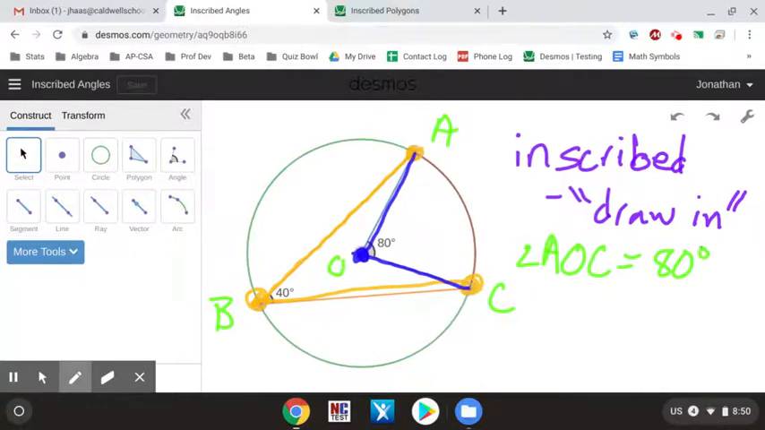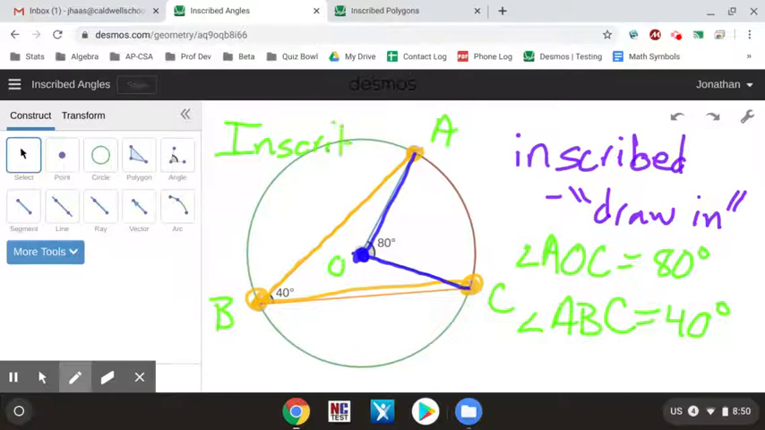And it is a central angle. It is also true that angle ABC is 40 degrees. And it is not a coincidence that ABC is half of AOC, because it is always true that the inscribed angle will always equal 1/2 times your central angle. Or you can think of it as being 1/2 times the arc it catches.